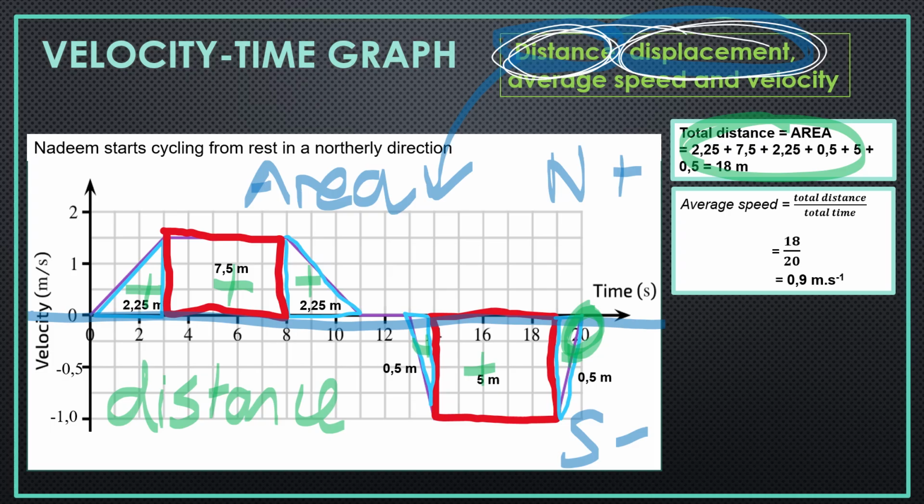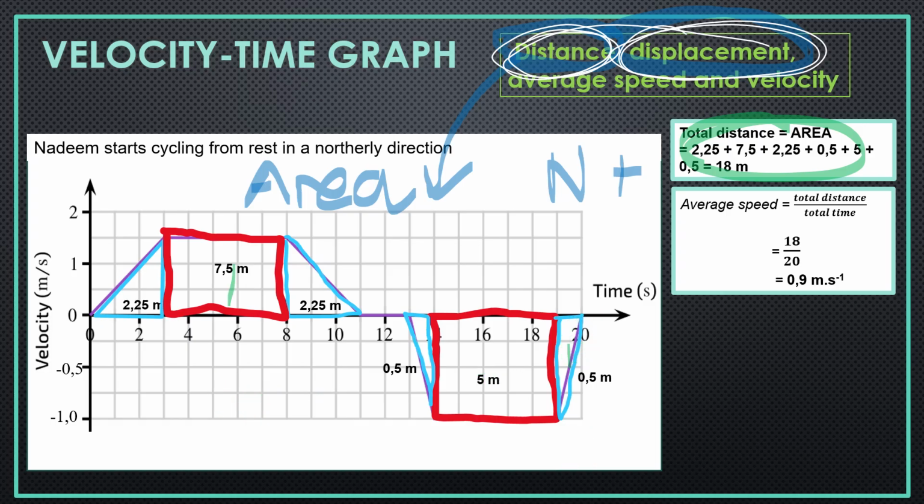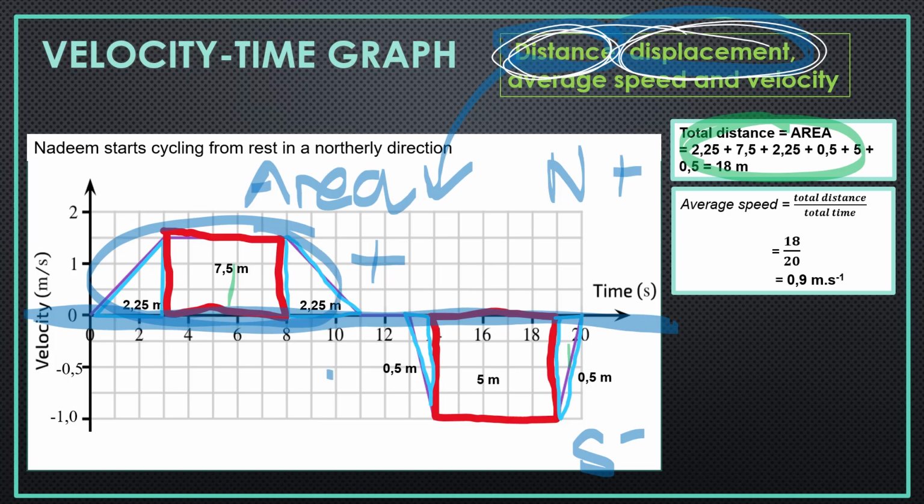But when we talk about displacement, now we must take into account direction. So remember, the x-axis divides your positive and negative directions. All of these areas must be positive and all of these areas need to be negative. So if we add them up using vector addition, all the areas above the x-axis will be positive and all the areas below the x-axis will be negative.